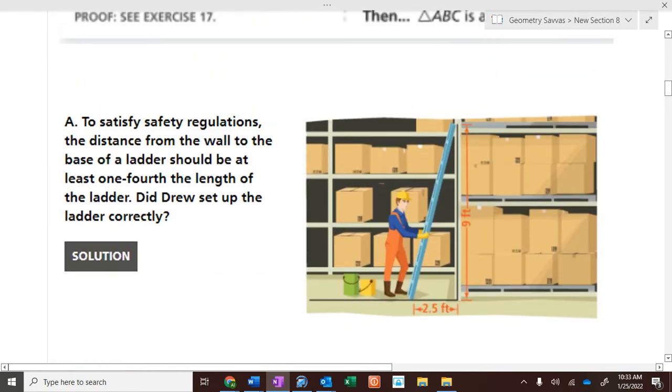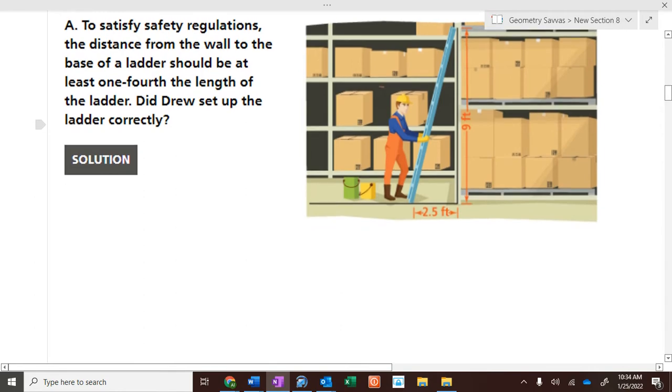So let's look at the ladder guy. A guy puts up a ladder, and it goes 9 feet up against that storage pallet thing. Okay? It's 2.5 feet away from the wall. Did he put it up safely? Because if he didn't, he could tip over backwards. So, let's see if he put it up safely. To figure out if he put it up safely, the base of the ladder has to be 1/4 the length of the ladder away from the wall.